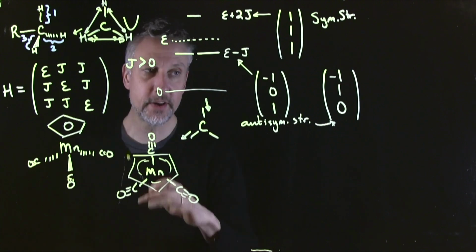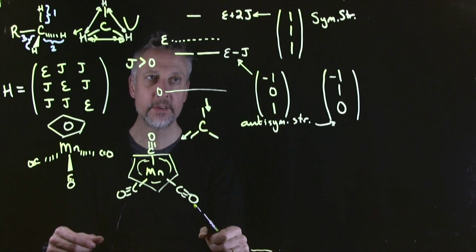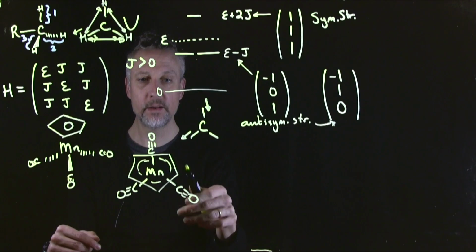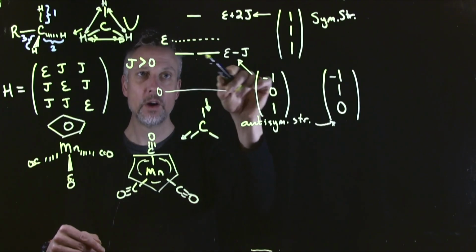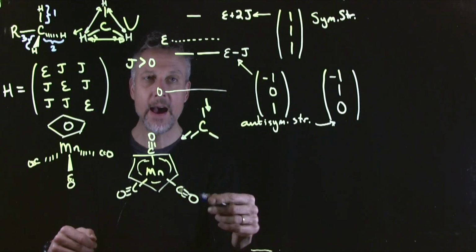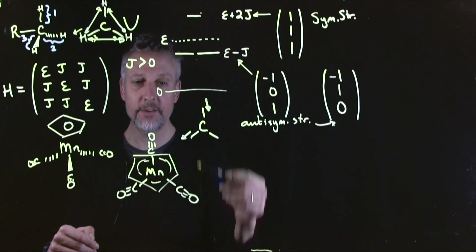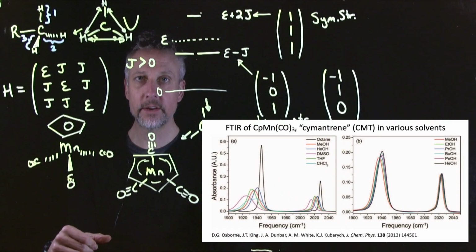All right. Well, it's going to have exactly the same mode patterns as this. In this particular case, in the manganese case, I know that the low frequency modes that are doubly degenerate are actually lower in frequency than the high frequency one. So in this particular case, we know that J is greater than 0.